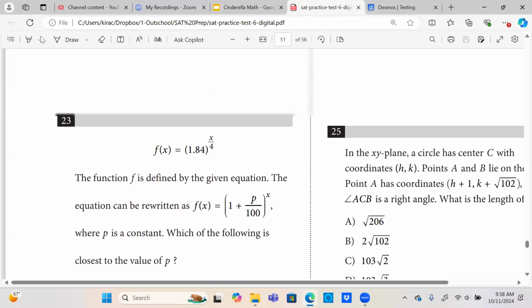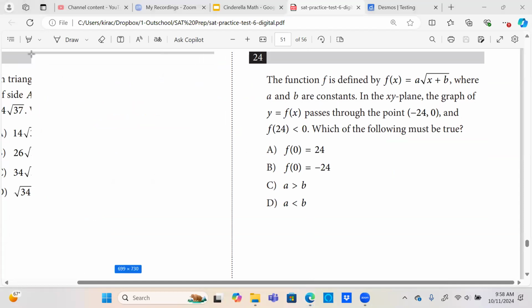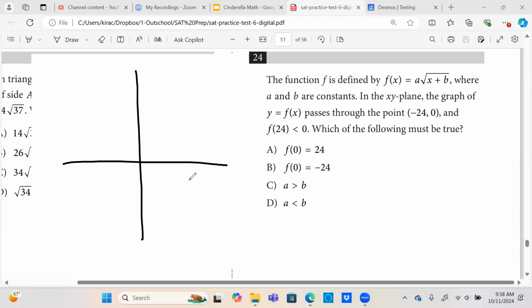All right, just a couple more here, getting hard. The function is defined by an expression where a and b are constants. In the xy plane, the graph of this function passes through the point -24, 0, and f of 24 is less than 0. Which of the following must be true? Okay, so we kind of get a little visual on this. It hits the point -24, 0. So that's the x-intercept.